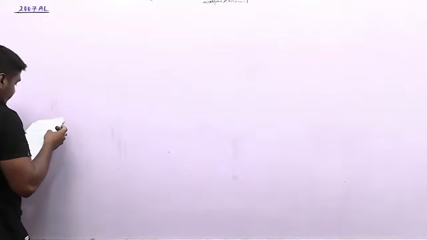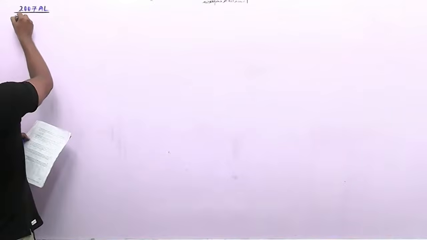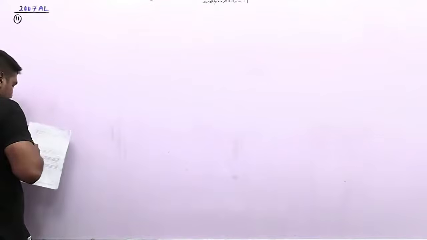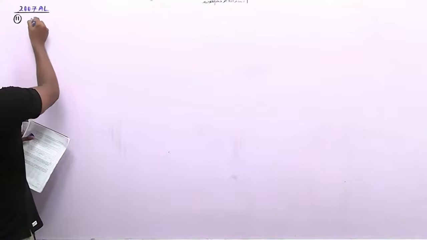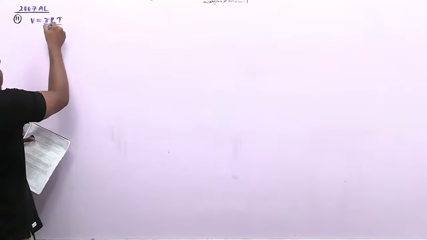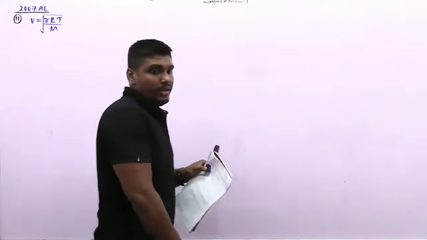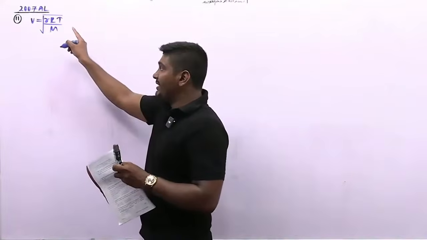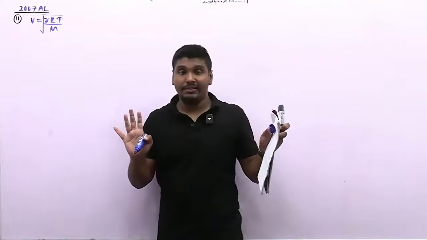Listen, question number 11. We all know this equation. Velocity of sound in the gas is equal to what? Root of gamma RT over capital M. Since they mentioned temperature remains constant, capital T, capital R, gamma are constant.